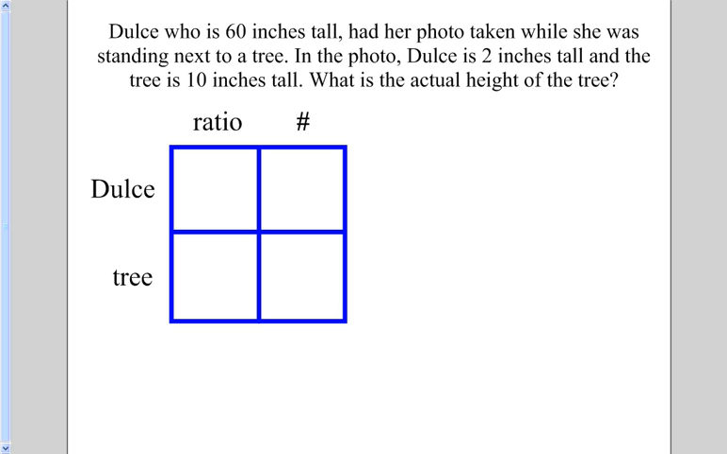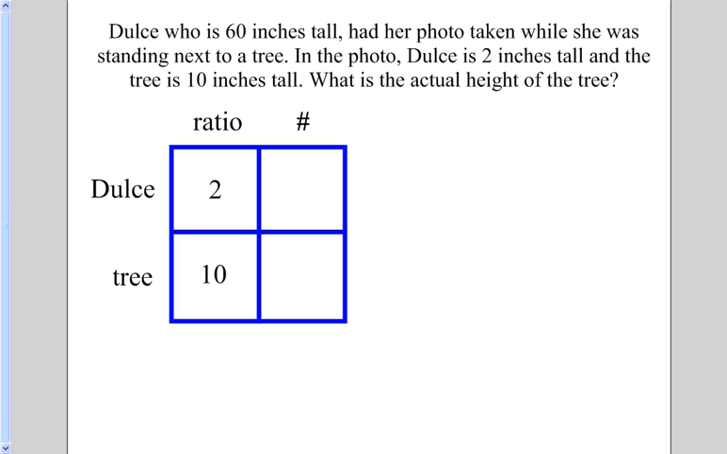The second sentence here in the problem tells us the numbers that we can use to compare Dulce and the tree. It says in the photo, Dulce is 2 inches tall and the tree is 10 inches tall. Well, there's our ratio right there. Dulce is 2 inches tall and the tree is 10 inches tall. So the ratio of Dulce to the tree in terms of height is 2 to 10.